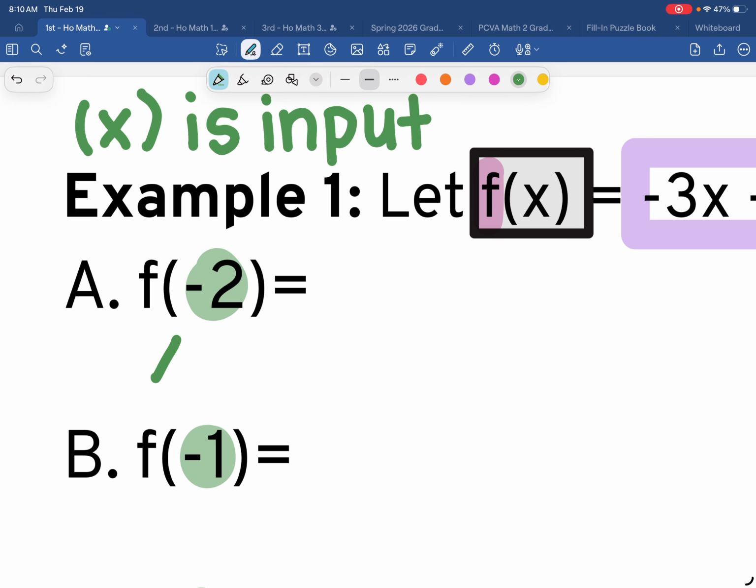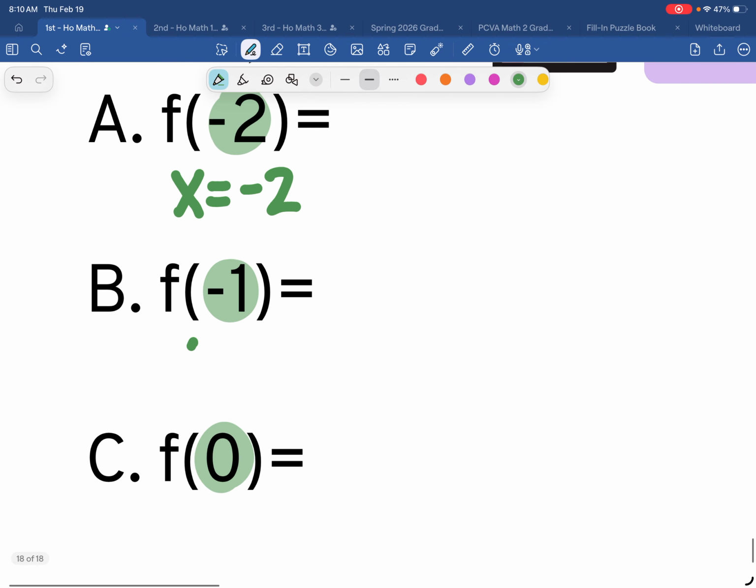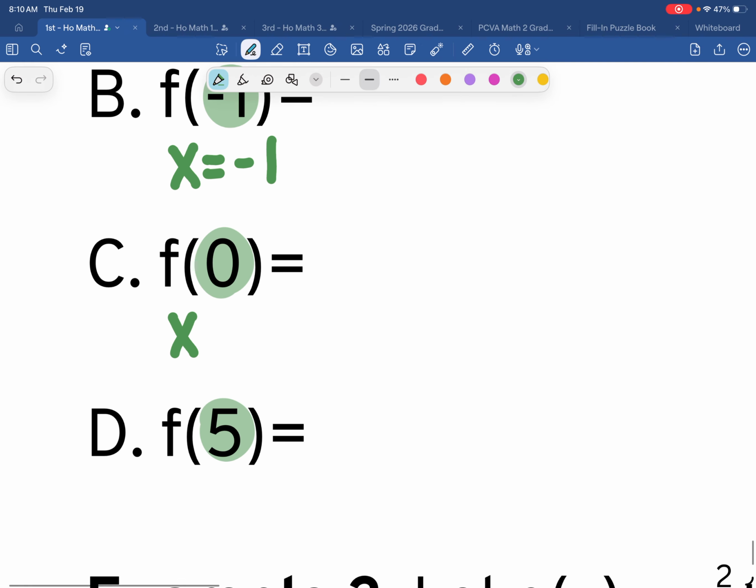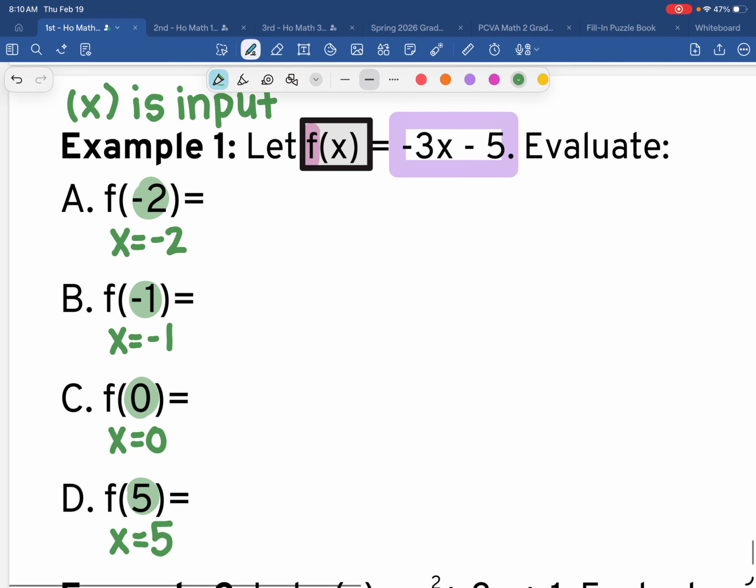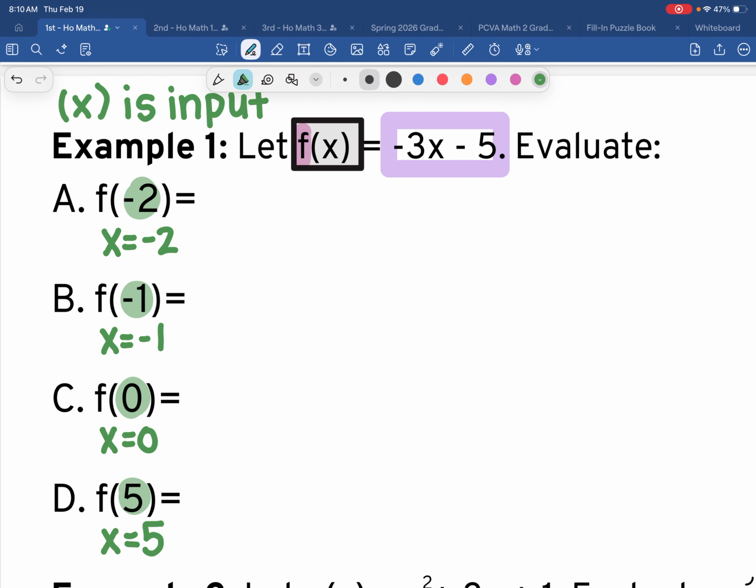So for this one, we're going to substitute in -2. For this one, we're going to substitute in -1. For this one, we're going to substitute in 0. And for this one, we're going to substitute in 5. We're going to do that for each one, and when we substitute, we substitute for every x that we see. In a second, you're going to see that some of these have multiple x's.